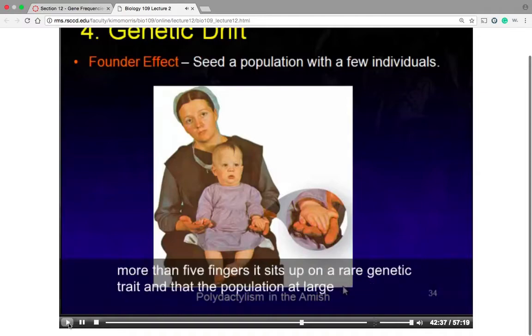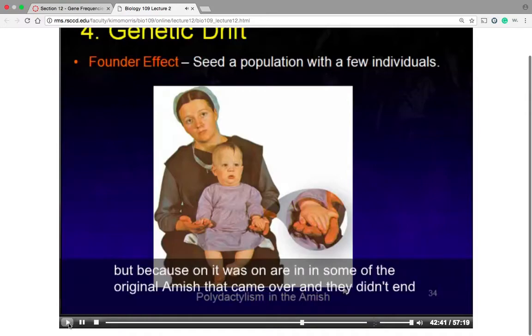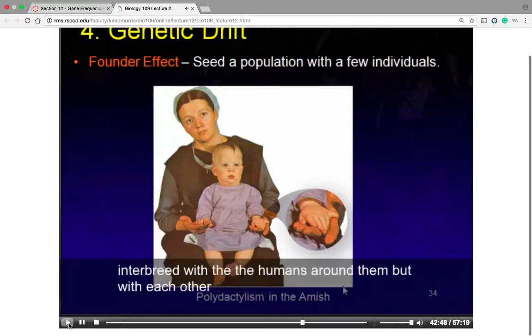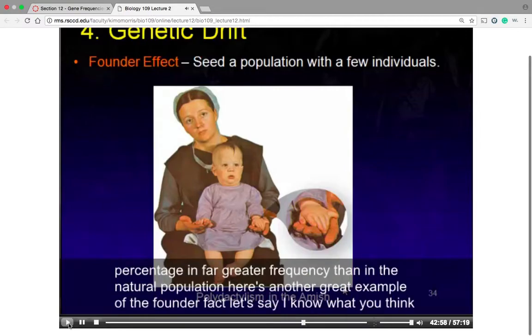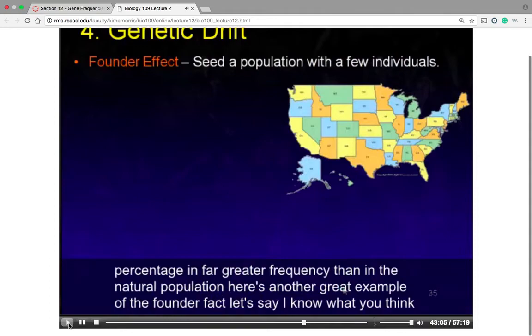It's a rare genetic trait in the population at large, but because it was in some of the original Amish that came over, and they didn't tend to interbreed with the humans around them, but with each other, it provided an opportunity for this genetic disease to actually manifest itself in far greater percentage and far greater frequency than in the natural population. Here's another great example of the founder effect.